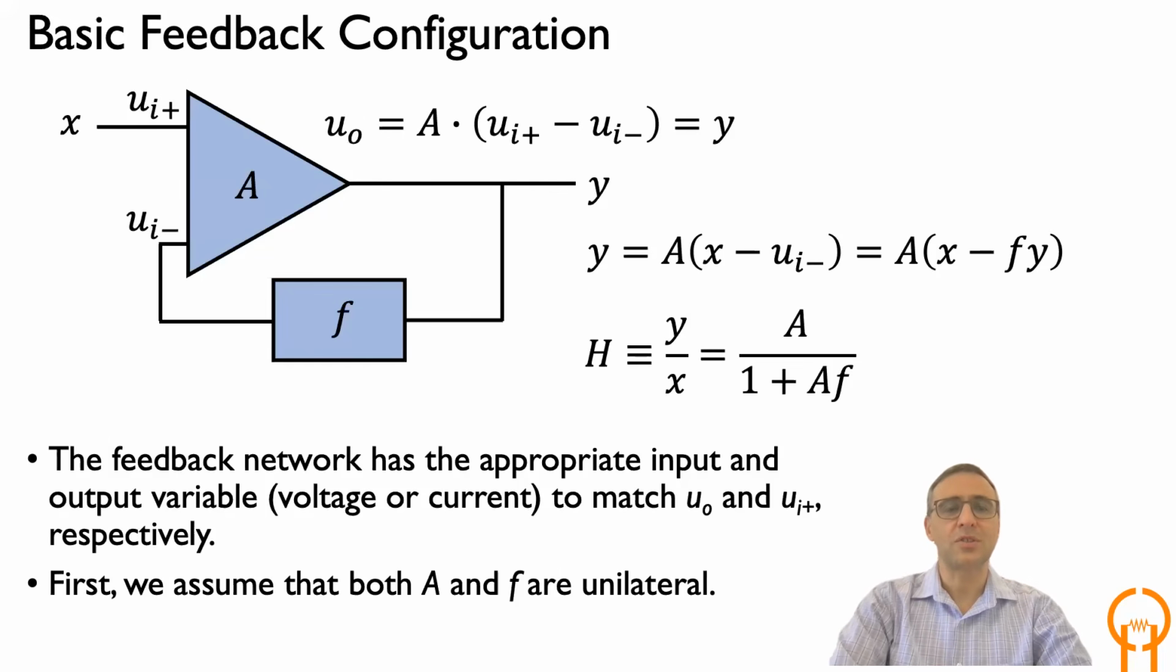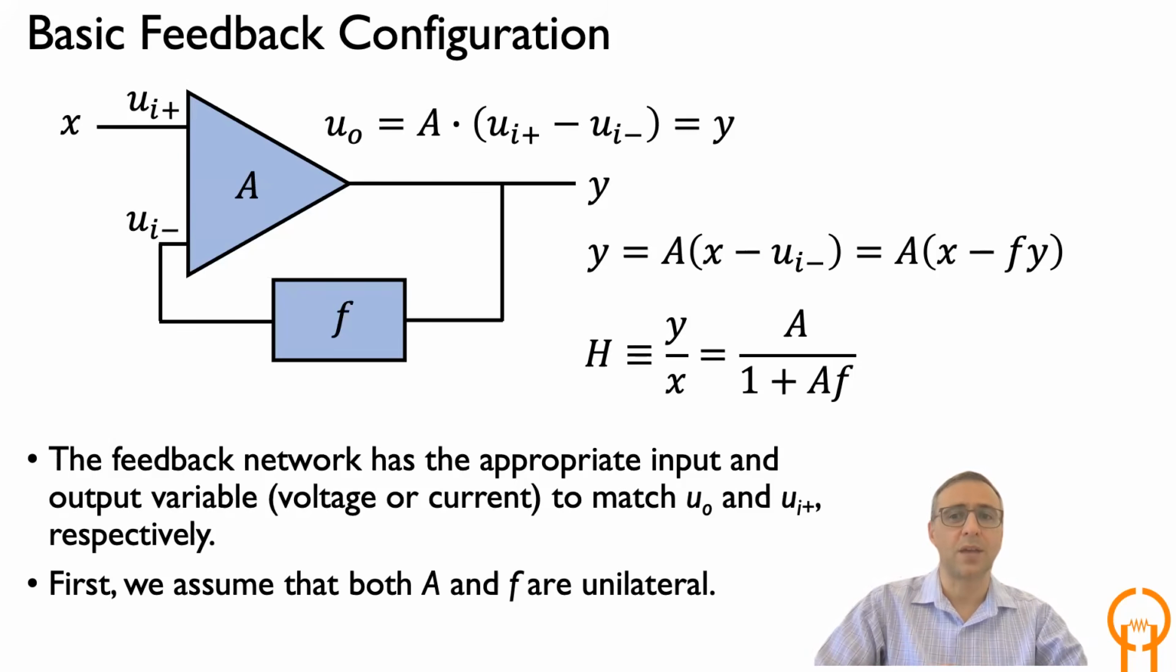So now let's start with a basic feedback configuration, which means that we apply some network. We are talking about circuits here, really; both A and F consist of circuit elements. It takes the output, be it a voltage or a current, and feeds a fraction of it with some behavior back to one of the inputs, the UI minus. Now, the difference of the two inputs is UI plus minus UI minus, which gets amplified by A. And UI minus is given by F times Y, as you can see in this equation.